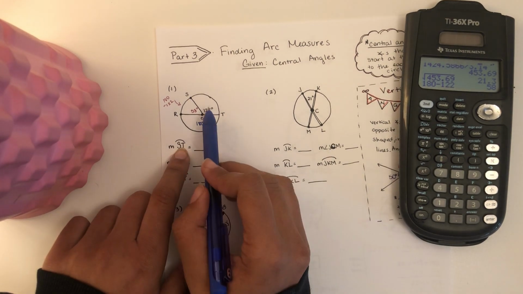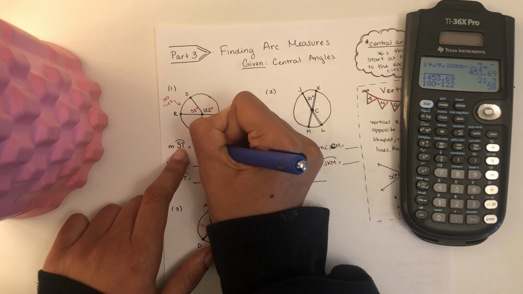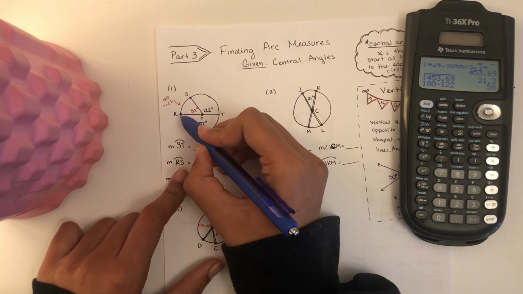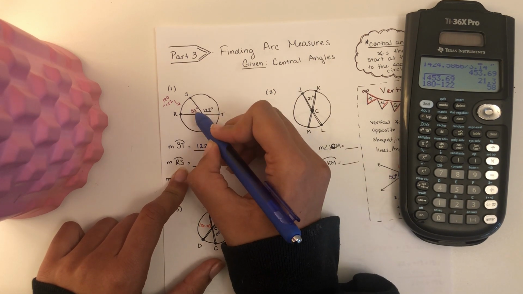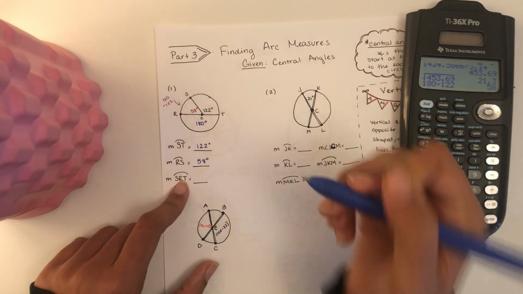All right, S to T. They want the arc from S to T. So from S to T is 122 degrees. R to S, that's this little one right here, 58 degrees.